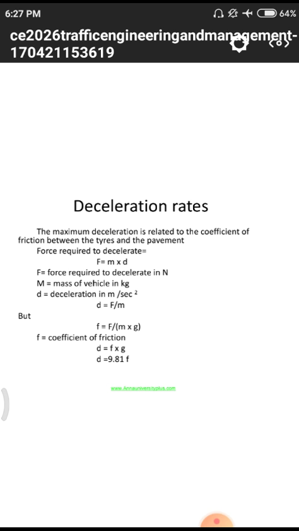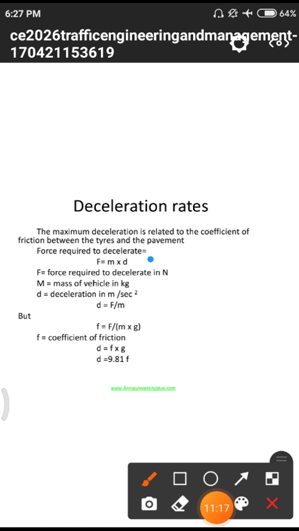So the coefficient of friction equals F by m into g. Why? Because in the above formula, F equals mass into deceleration, directly mass in kilograms and deceleration in meters per second square. So we need to calculate this frictional force with respect to this deceleration, so F equals total force by mass.